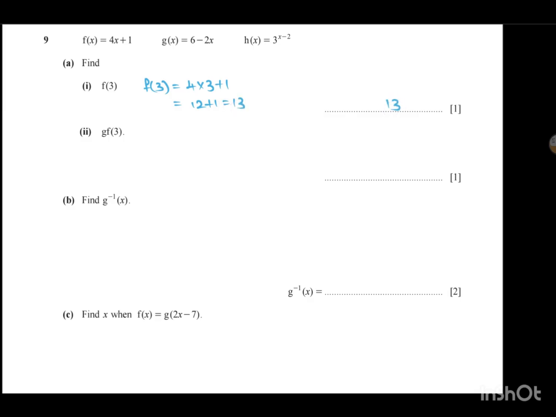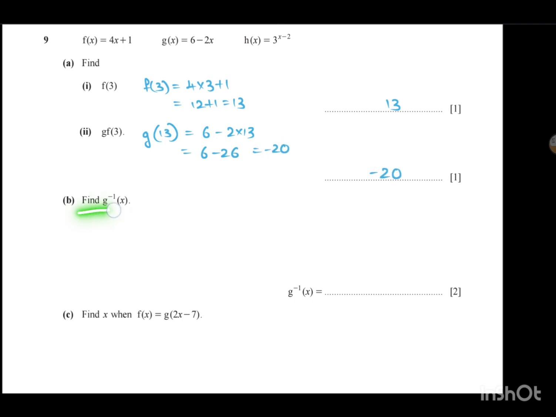This is 13. Question number 2, g of f of 3. f of 3 is 13, so g of 13 we can take directly. Take this value which you already got in question number 1. So g of 13 will be 6 minus 2 into 13. That is 6 minus 26 is minus 20. This is the answer for 2.